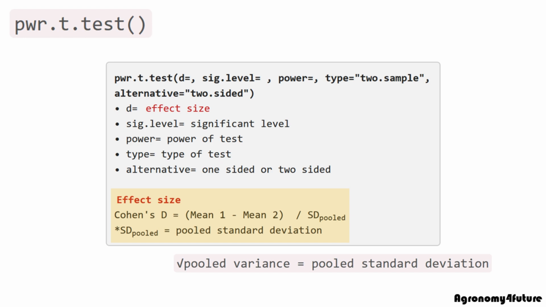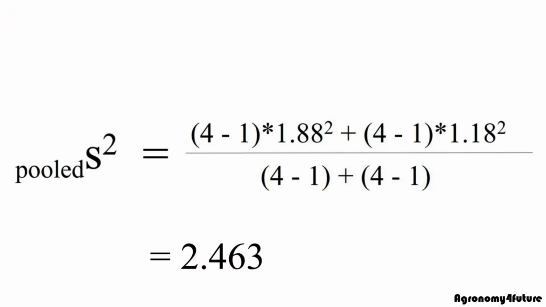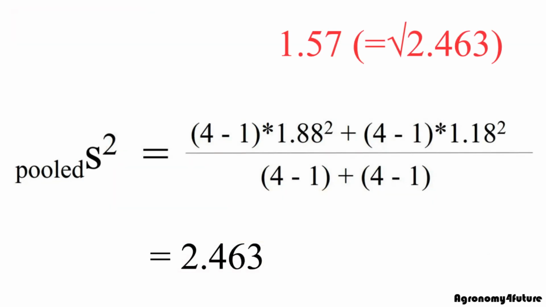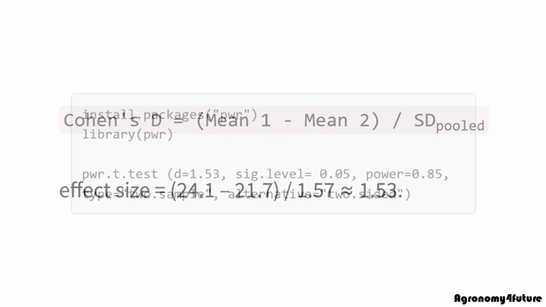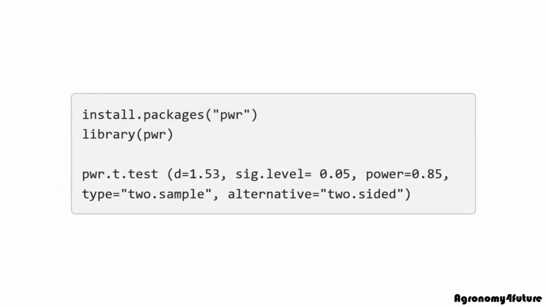First, let's calculate pooled variance between two groups. The pooled variance is 2.463. Then the pooled standard deviation will be 1.57. Now we obtained the pooled standard deviation, which is 1.57. So, we can calculate the effect size like this. Now it's time to calculate the sample size.